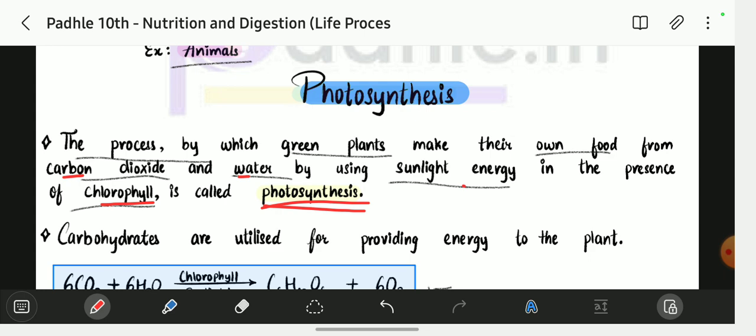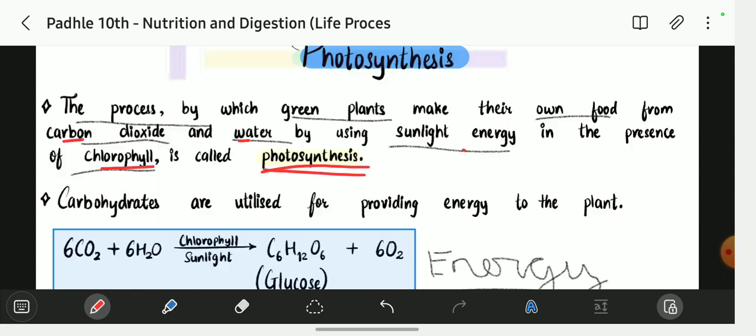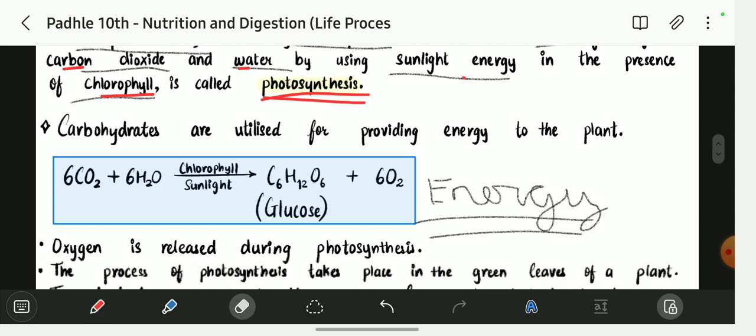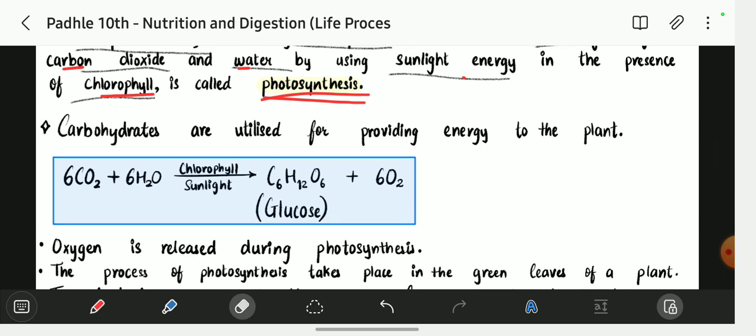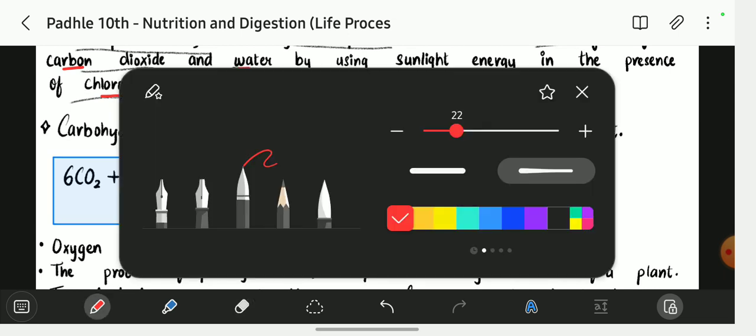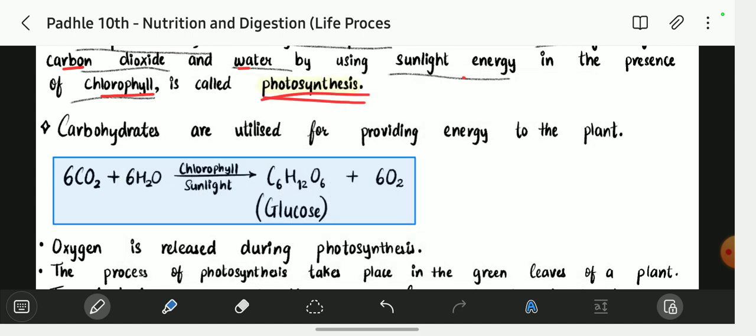Okay, now we'll learn a chart. So this is the chart. What do we understand from this? So 6CO2 means 6 molecules of CO2, and 6 molecules of H2O, in the presence of sunlight and chlorophyll, make C6H12O6, which means glucose. None other than that.